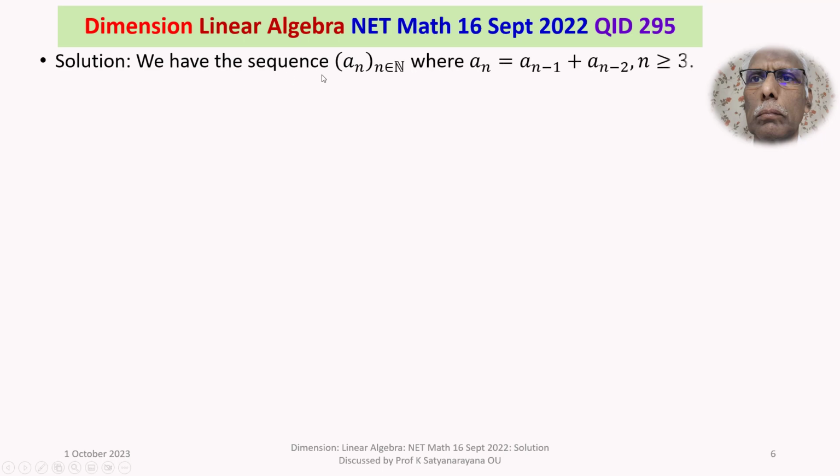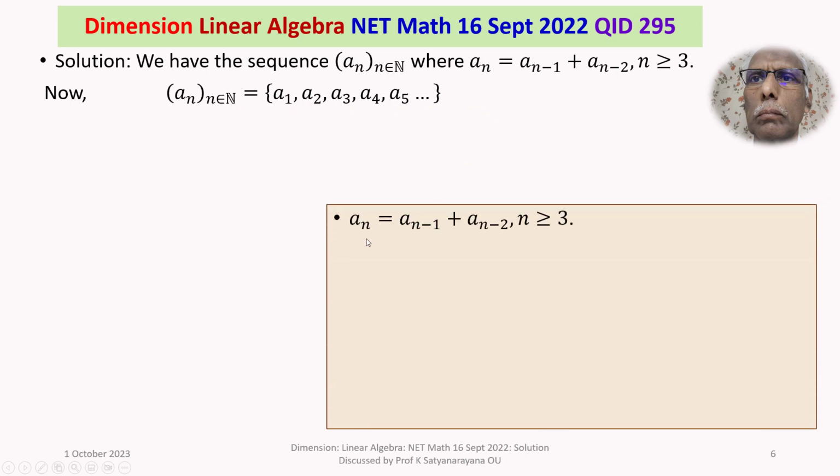We have the Fibonacci-like sequence a_n, n belongs to N, where a_n is equal to a_{n-1} plus a_{n-2} for n greater than or equal to 3. Now, the sequence a_n, we write it as a sequence: first term, second term, third term, and so on and so forth. That is the sequence a1, a2, a3, a4, a5.